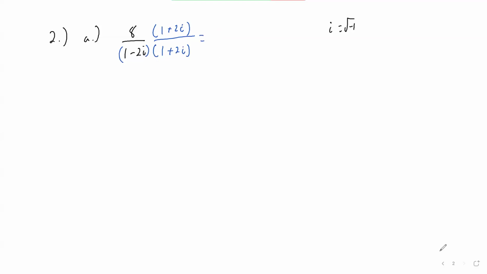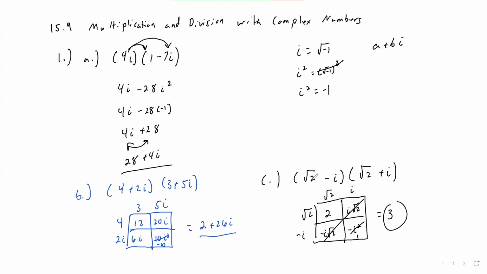And then what you just saw too is when these guys are exactly the same, but different signs, I can just distribute the first and the last. So square root of 2 times square root of 2 is just 2, and negative i times positive i gave me negative i squared, which turned into a positive 1, which gave me 3.